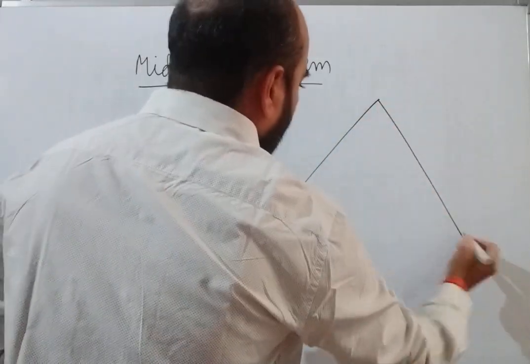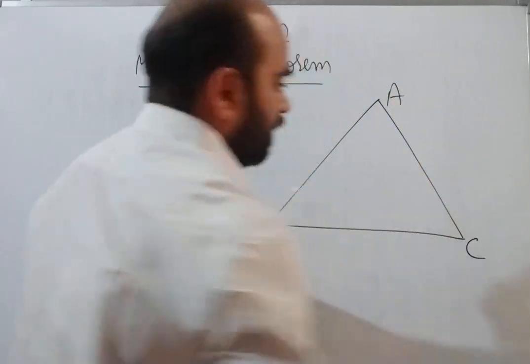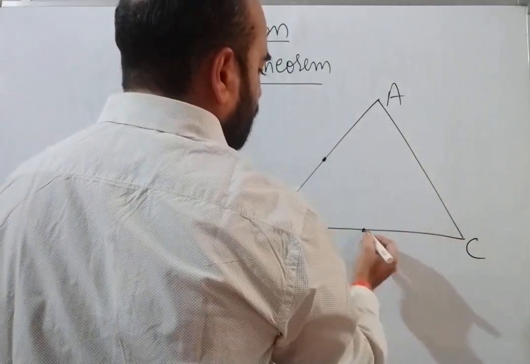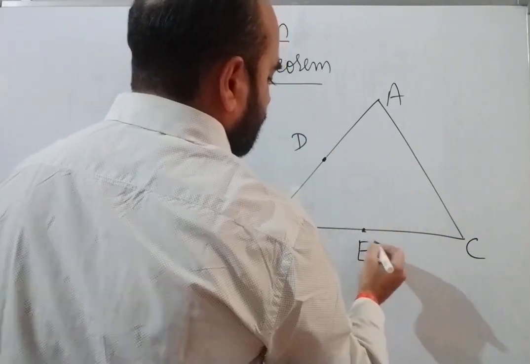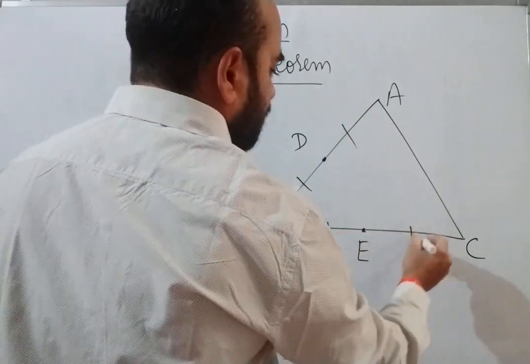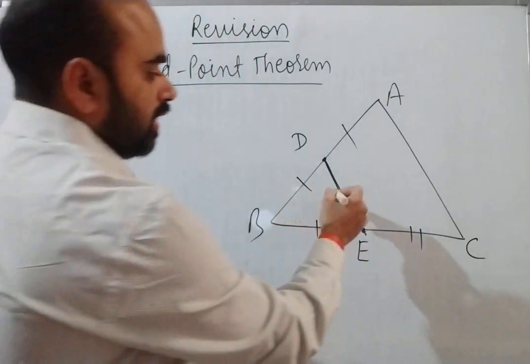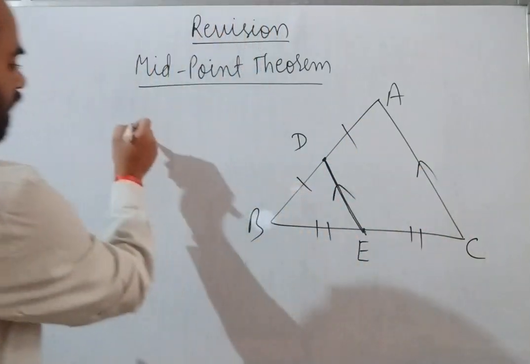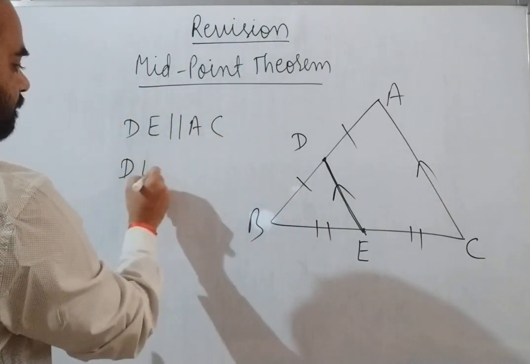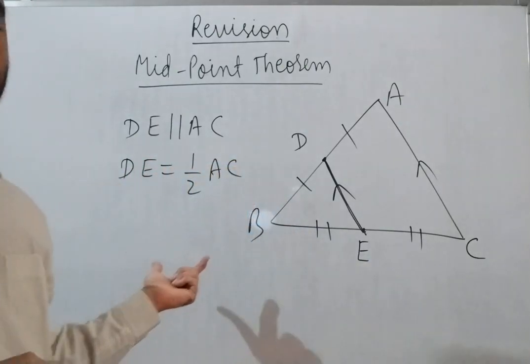It means in midpoint theorem, midpoint of any two sides are given. Suppose these two sides are given midpoints. Suppose this is D, this is E. So when we join these 2 points, we will get the line segment DE. Then DE will be parallel to AC and DE will be half of AC. Correct? So this is midpoint theorem.